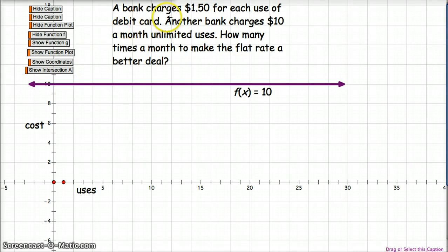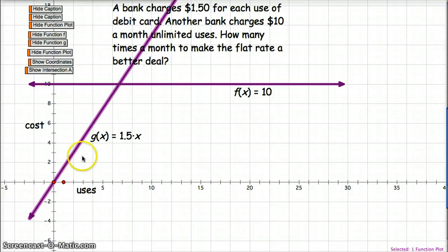Now I want to go ahead and graph that first one. A bank charges $1.50 for each use of the debit card, okay? So here's my function for that. It's g of x equals 1.5x. So I need to go ahead and plot that, okay? Well, it's not giving me an initial value, so I can start at 0. So I plot my point here, and then I'm basically going to go up 3, 1, 2, 3, over 2, 1, 2. And there's my point right there. So that's what that graph looks like.